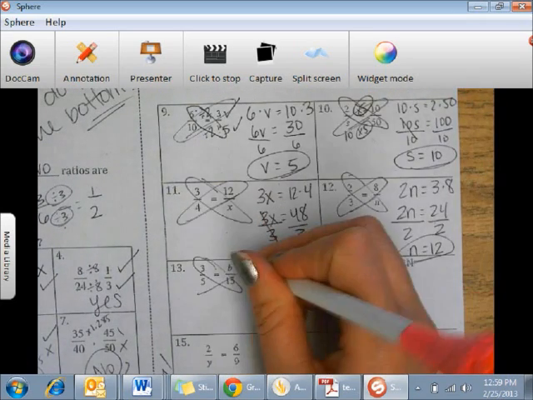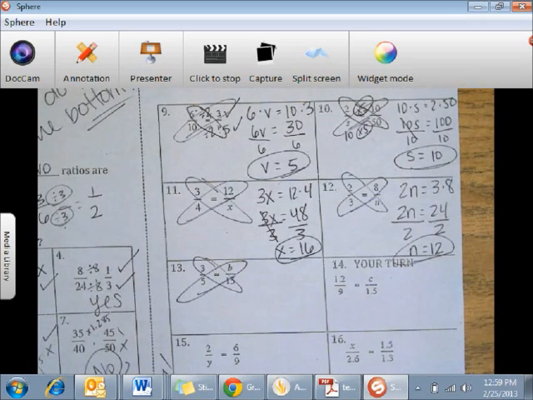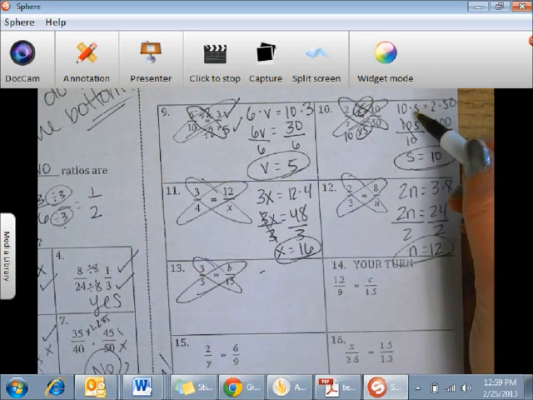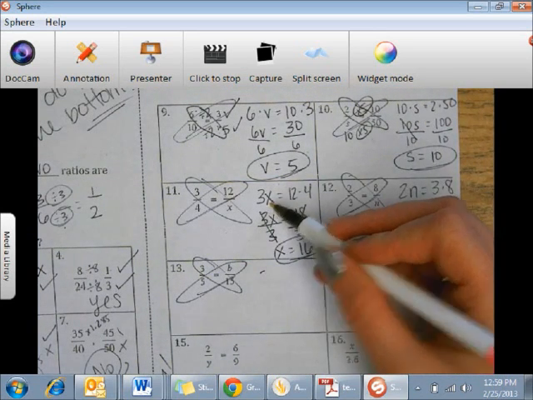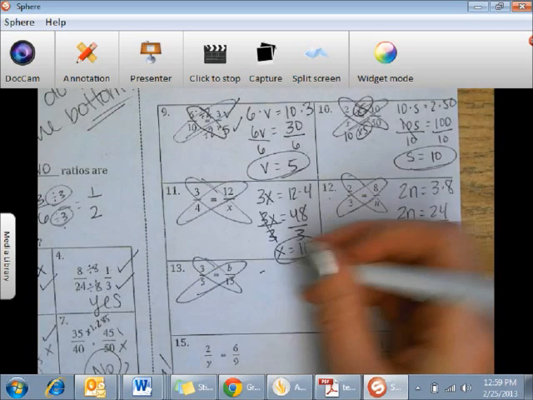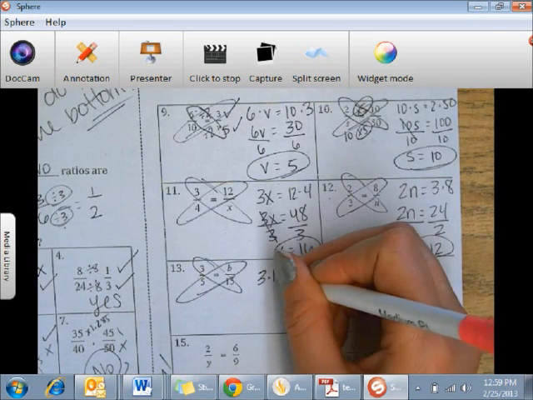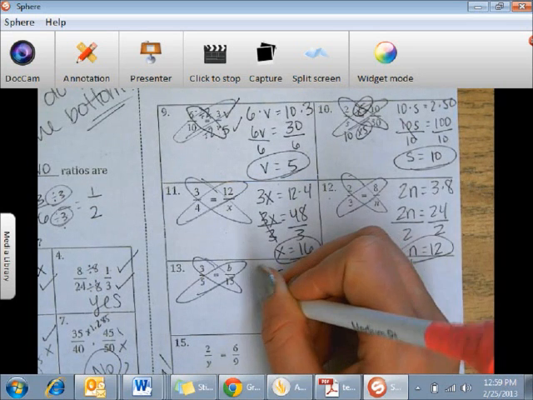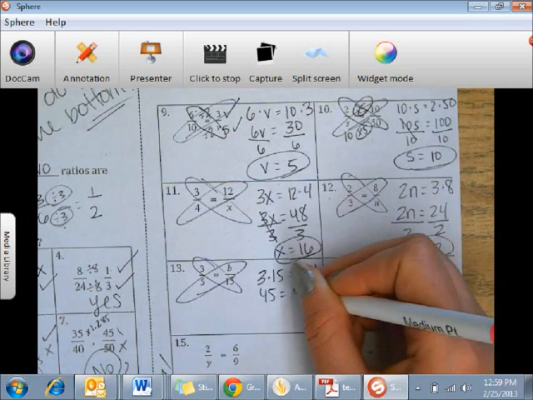Cross multiply here, butterfly wings. You'll get... now, does my variable always have to be on the left side, or can I write it on the right side? Like for instance, on this one I wanted to do 3 times 15 equals 5 times b. Can I do that? Can I write 45 equals 5b?